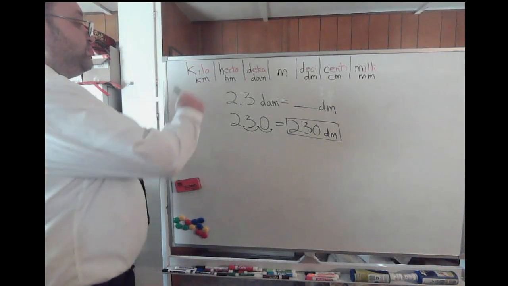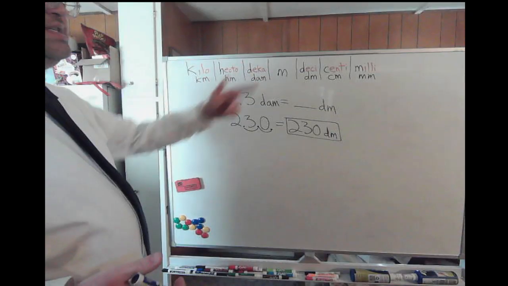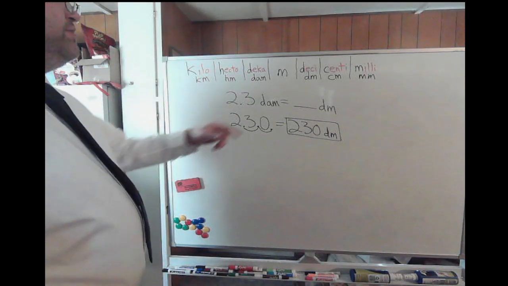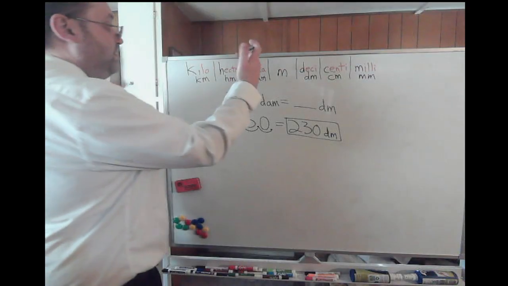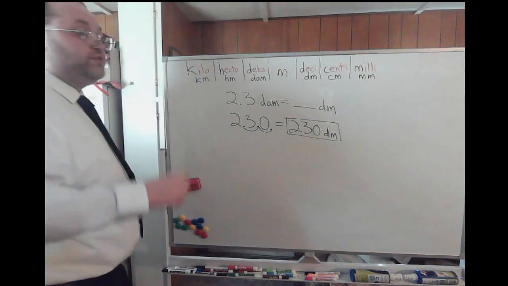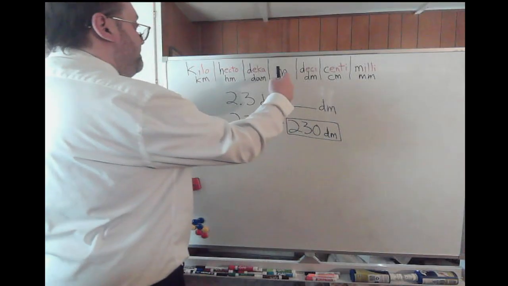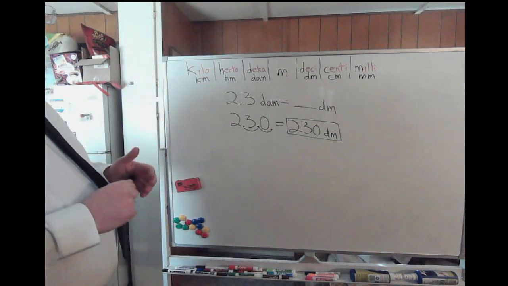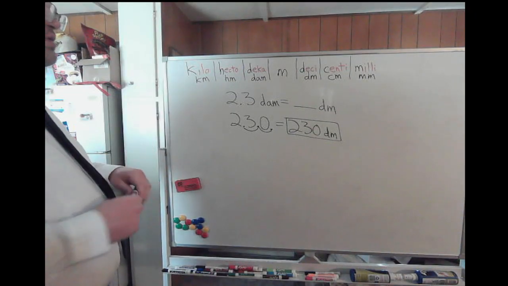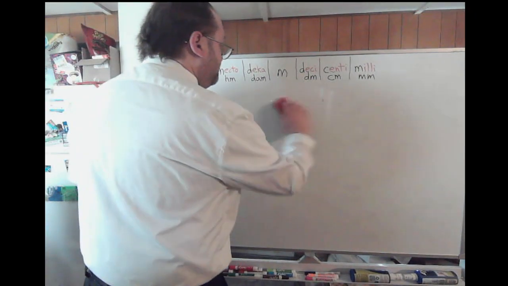So if you're going to the right, you'll move your decimal places, however many decimal places you need to go, to the right. If you're trying to work from kilometers to meters, you'd move it 3 decimal places to the right. If you're trying to move from meters to kilometers, you'd move it 3 decimal places to the left. That's really all there is to converting these metric system numbers.